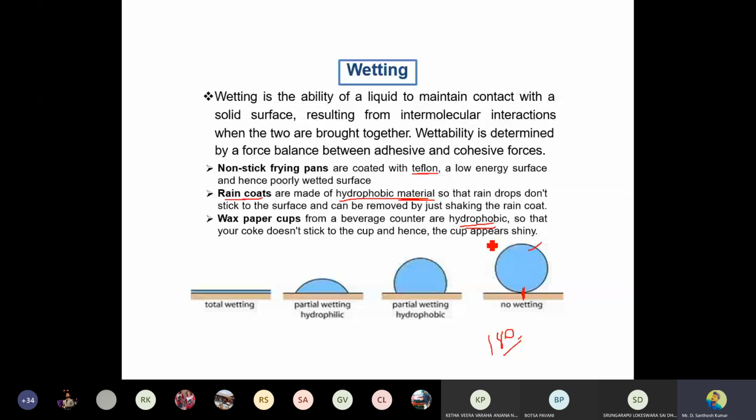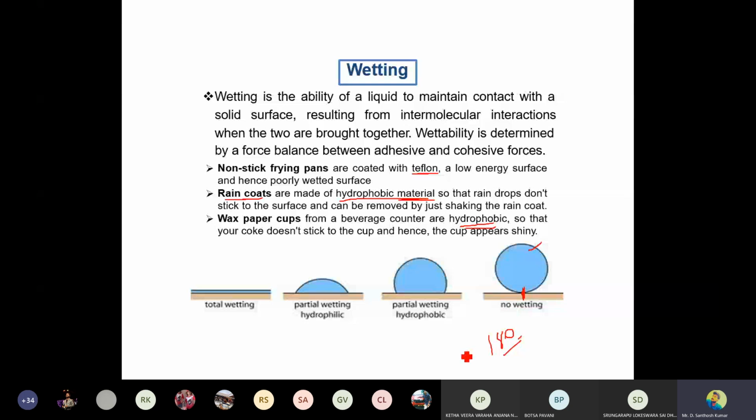So once you understand the principles, you can simply apply those kinds of principles in real-time existence. That is the thing. So here we know what is wetting and what is non-wetting, and you know what is hydrophilic and what is hydrophobic.